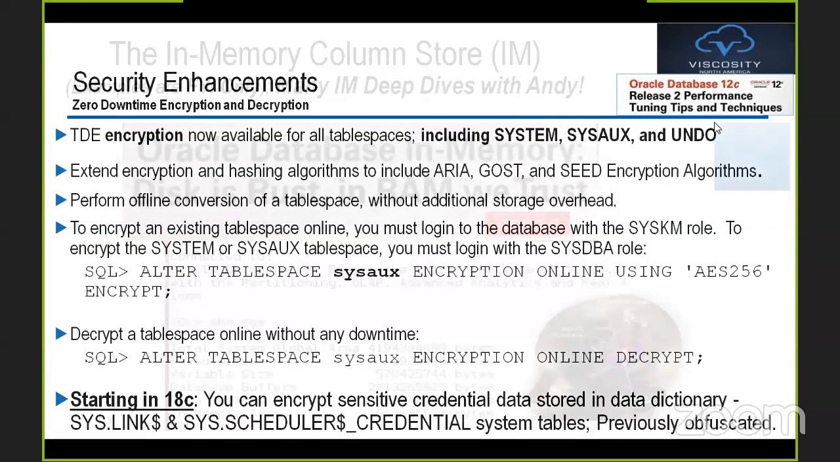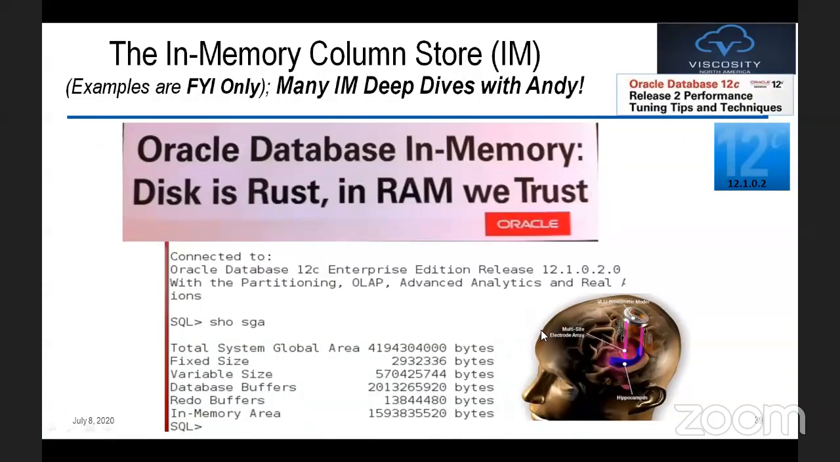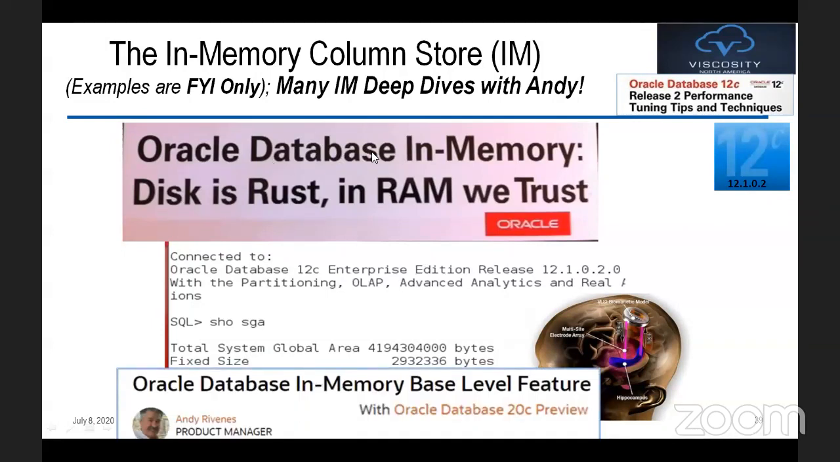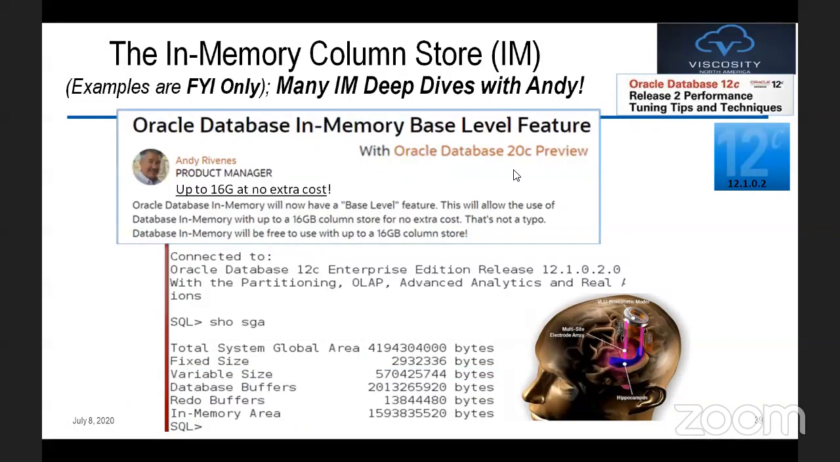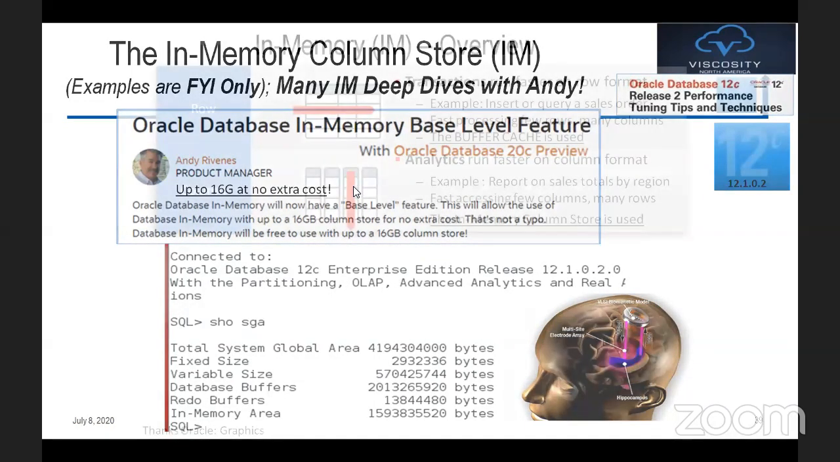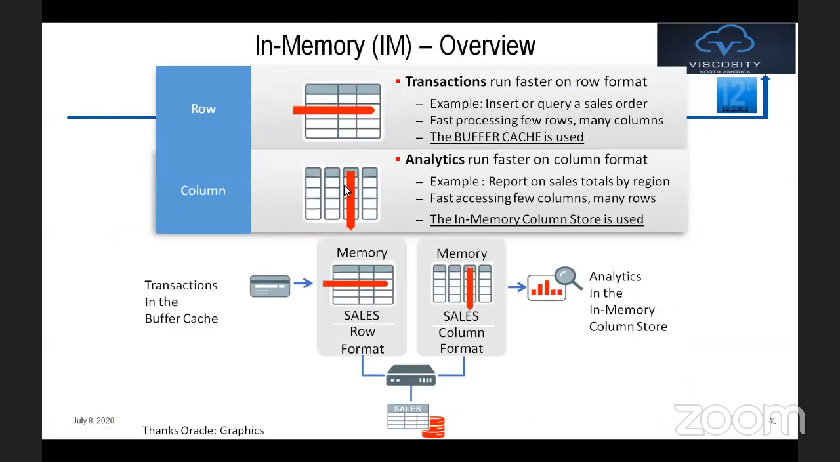Something else that's going to get expanded, and in 12C it came out, actually in 12.1.0.2 it came out, is in-memory. With 20C, Oracle is going to let you have up to 16 gigs at no extra cost. So this is something you also need to prepare for a little bit. Rows are very fast because I have a buffer cache. Oracle invented something called the in-memory column store so that I could put in memory, compressed memory, a column store of an entire column. That's more for analytics.